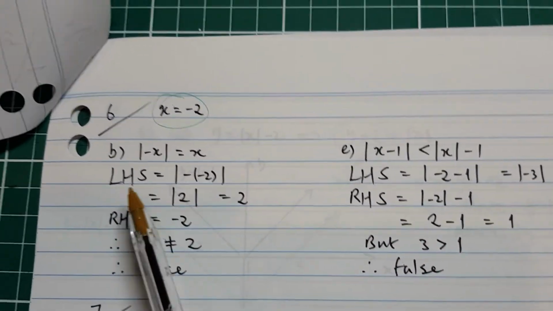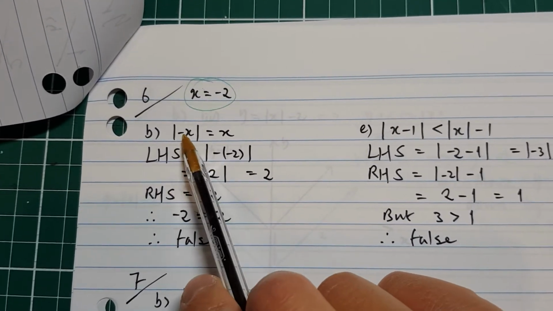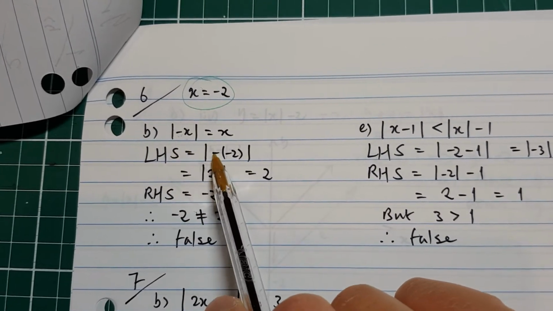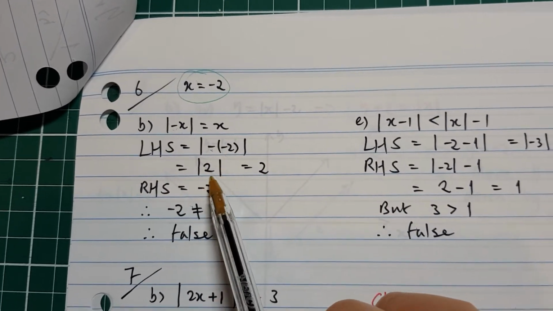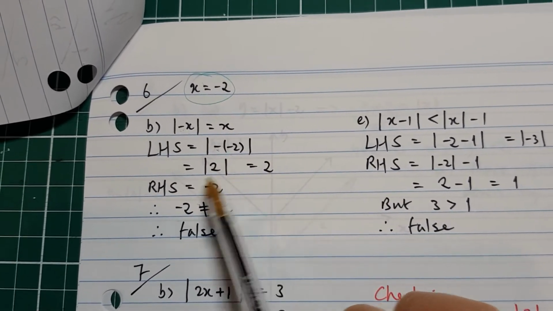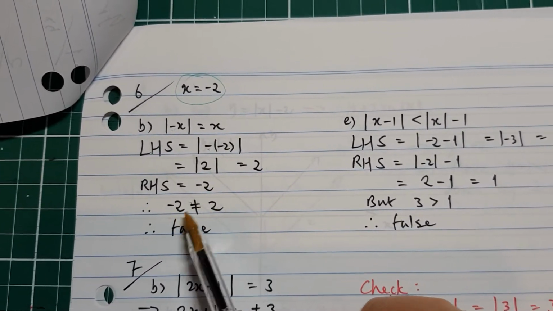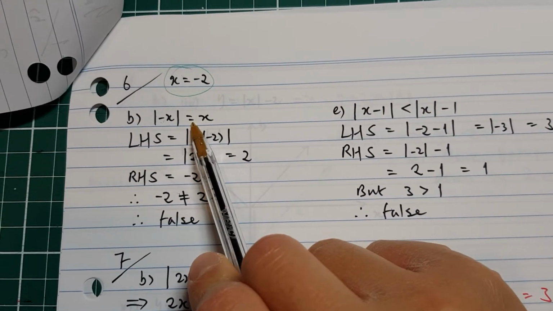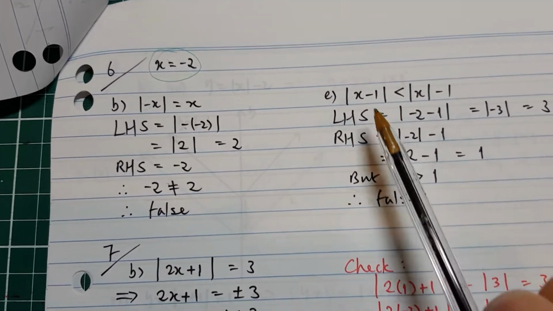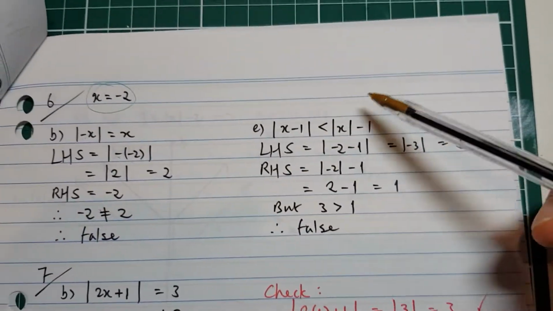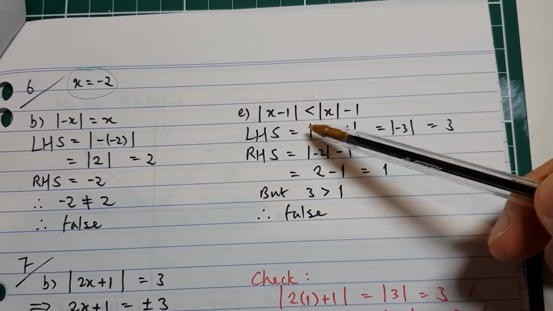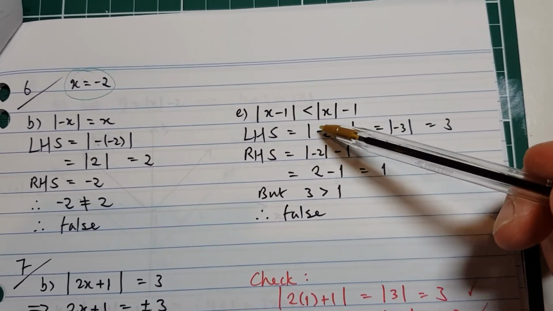Okay, so the left-hand side is negative absolute of negative x, so the absolute value of negative -2, that's going to be +2, which is 2. But the right-hand side is just -2, and obviously 2 and -2 aren't the same, hence this statement is false.